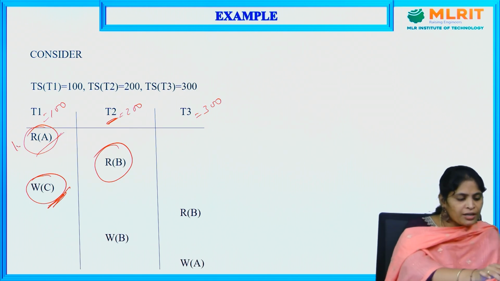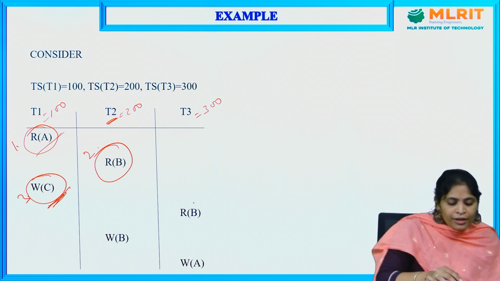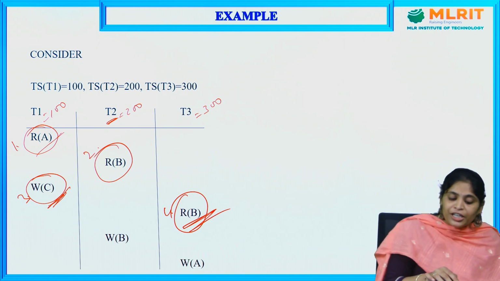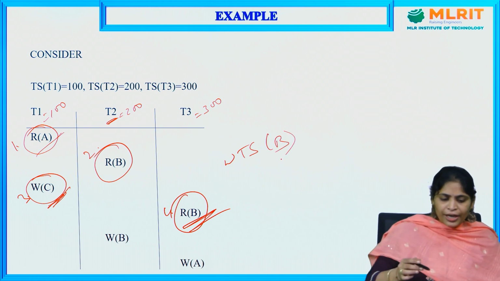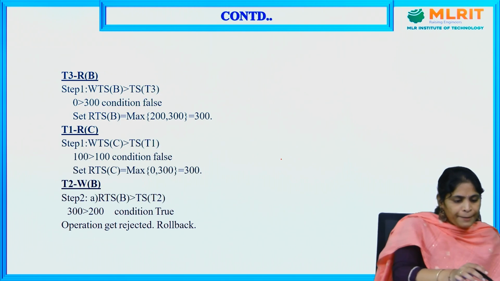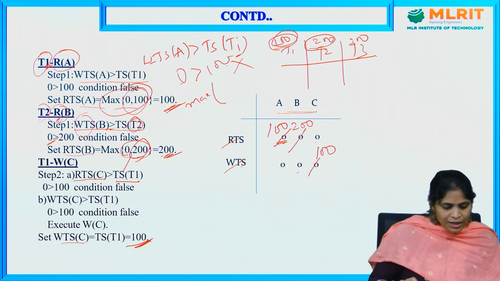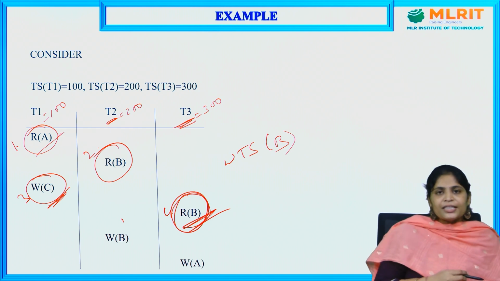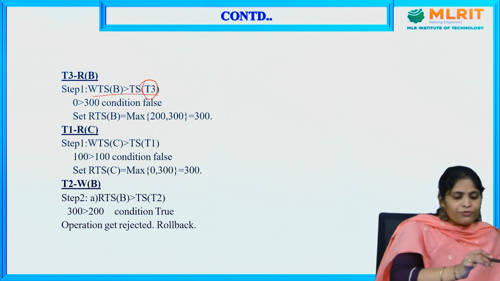The first one, second one, third one. And the next operation, which operation do we need to take? Fourth one, this operation: read operation on B. If we are taking a read operation, what do we need to check? WTS of B. So here WTS of B is greater than TS of T3. Why? Because R of B is in which transaction? T3. So we need to check the timestamp of T3.